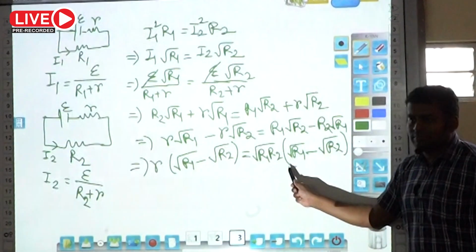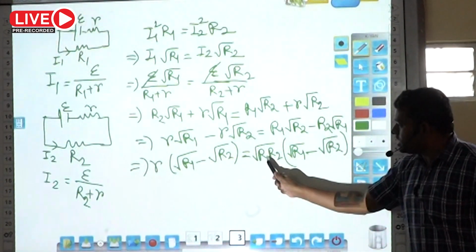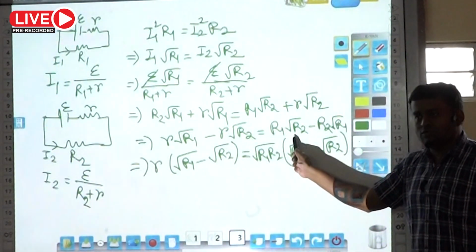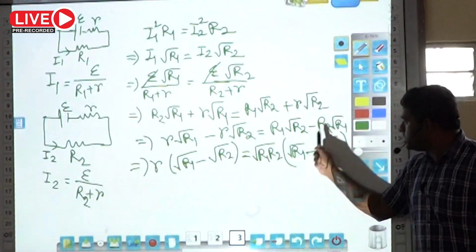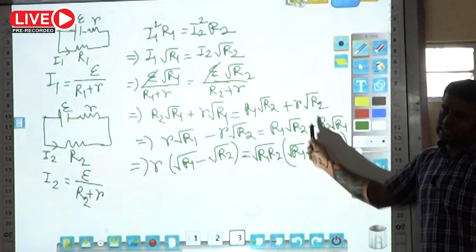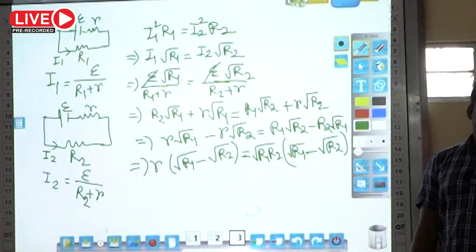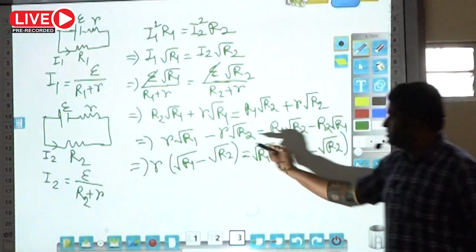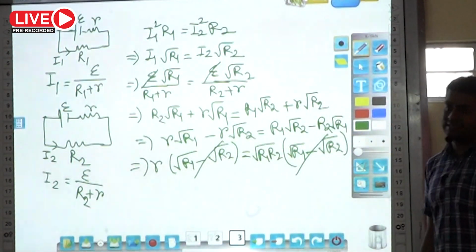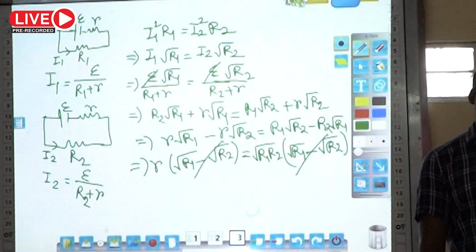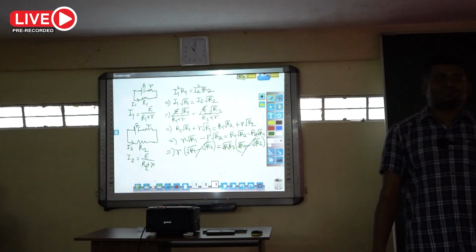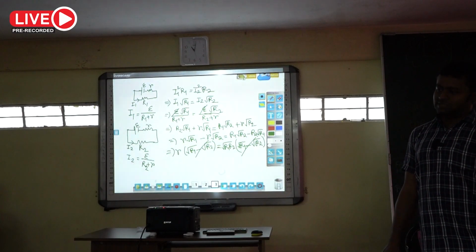Just multiply and you will get these two results. If you multiply this term, root R2 will be there, and root R1 into root R1 will be R1 into root R2. In the second term, root R1 will be there, root R2 into root R2 will be R2. The same term will be there. And R1 and R2 are not equal. So this is your result for the internal resistance: r equals root over R1 R2. If you remember this formula, directly you can solve this problem.